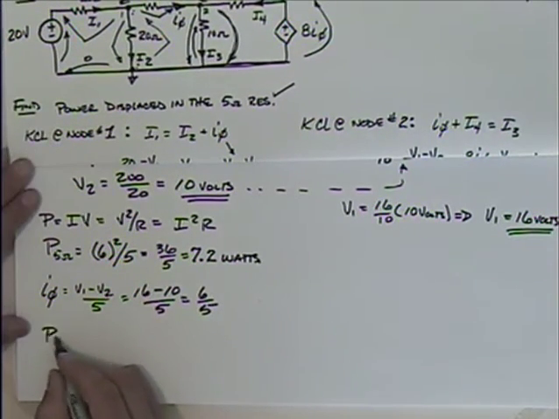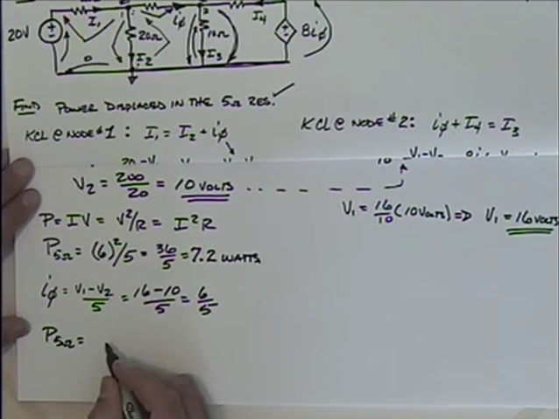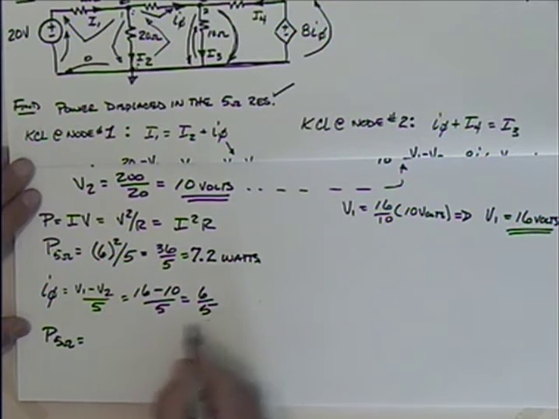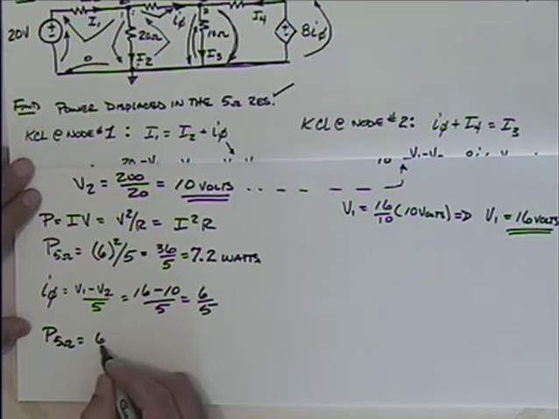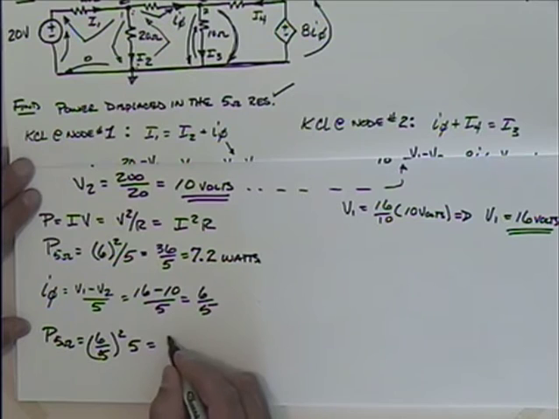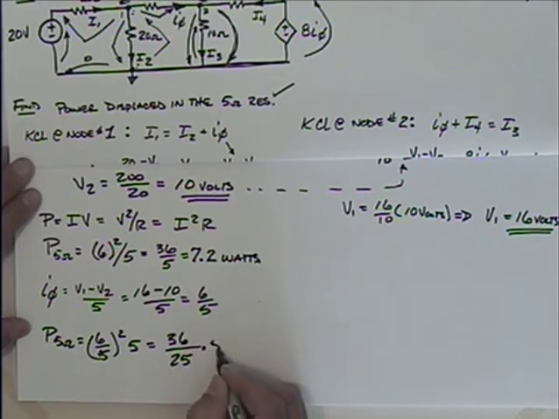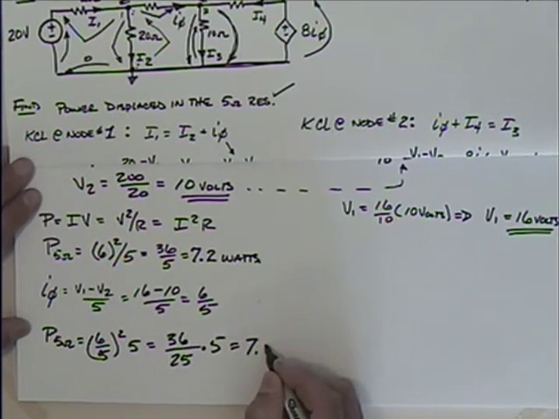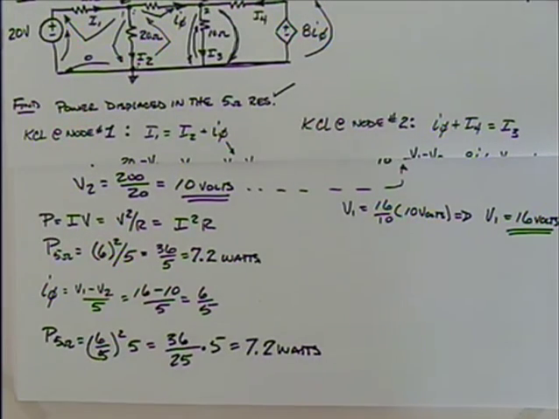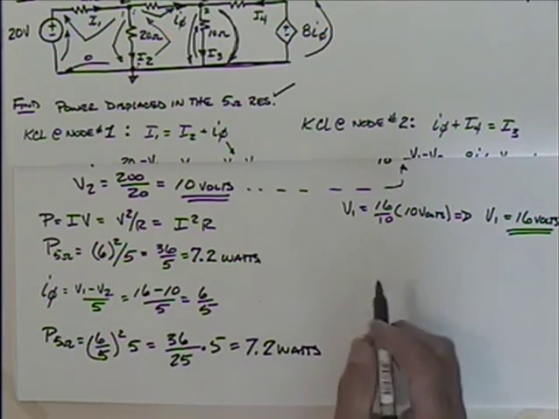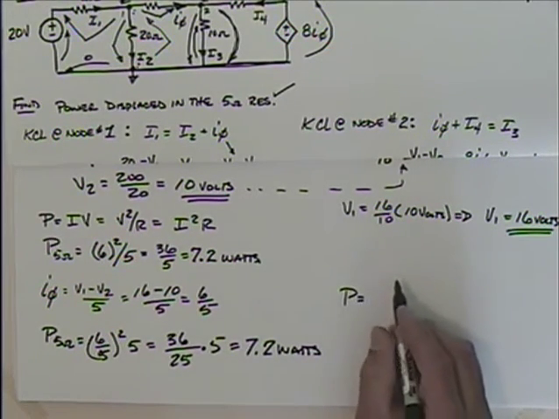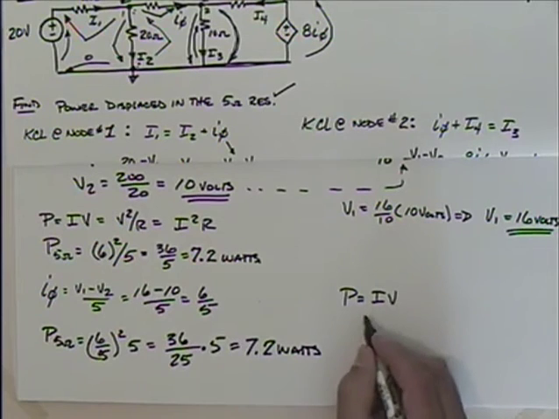So I could say then the power in the 5 ohms is equal to, what are we going to have here? 6 over 5 squared times the resistance of 5, which is 36 divided by 25 times 5, which is the same math as that one. Shouldn't surprise us. It's 7.2 watts.